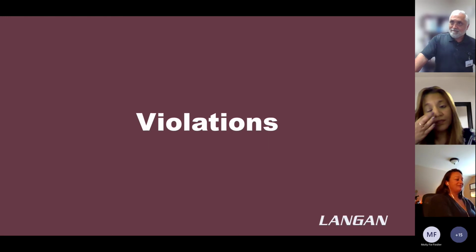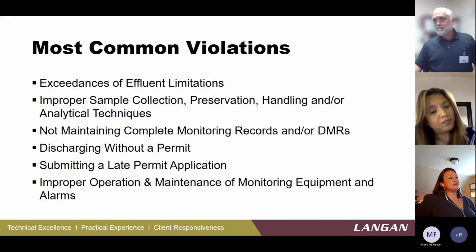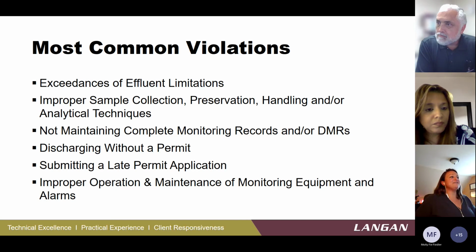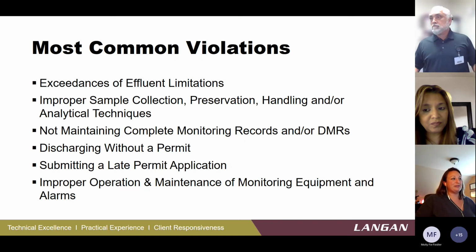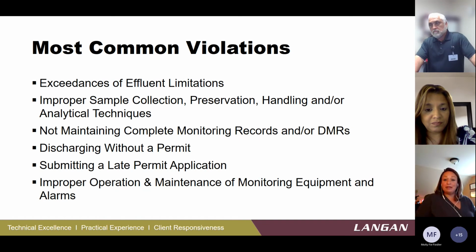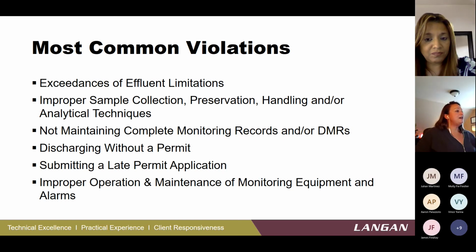Okay, so the not fun part, violations. Some common violations, right? Exceedance of effluent limitations. That's what everyone thinks of as a violation of a wastewater permit. But there's a lot of other ones too. Improper sample collection, preservation, handling, analytical. The actual analytical method that's used often causes a violation because maybe it's not the right one. If it's not in 40 CFR 136 and it's not approved for wastewater, then it can't be used. I've seen clients getting issues with that.